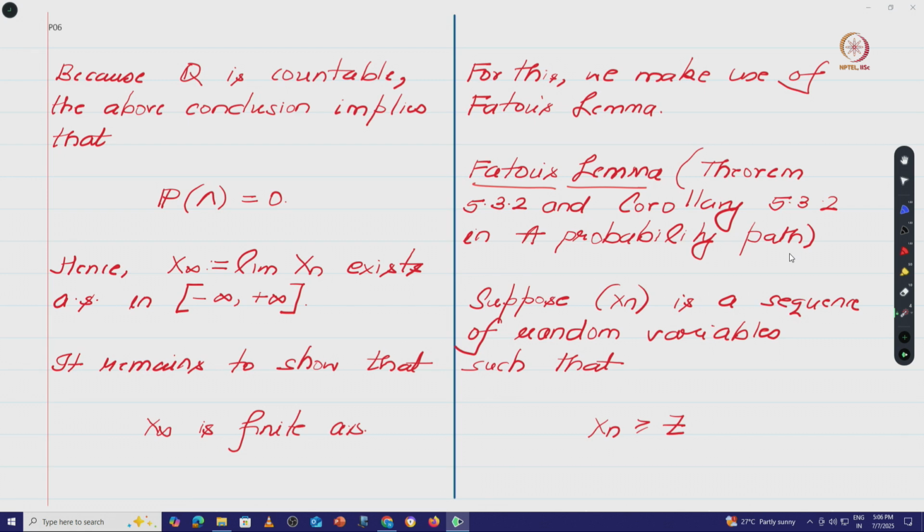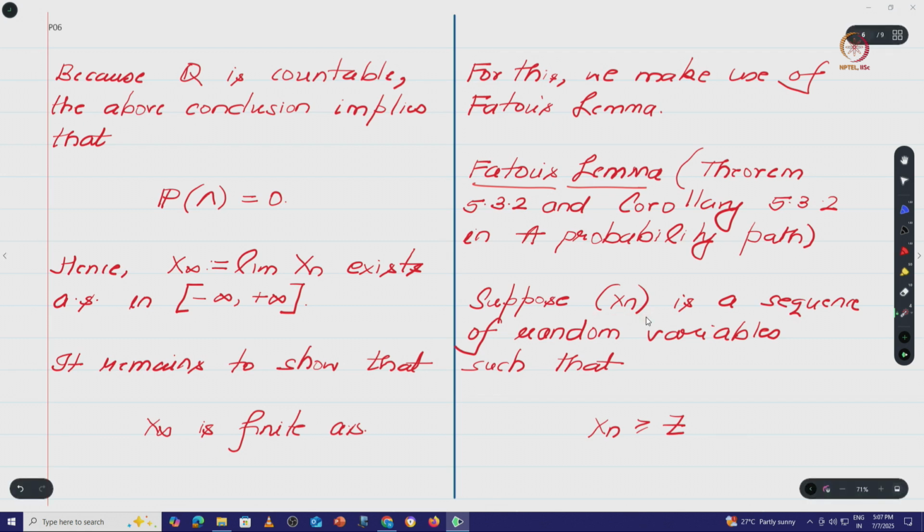At a very high level, Fatou's lemma relates the expected value of lim inf of xn and the expected value of lim sup of xn, right. So let us try to understand what Fatou's lemma says. Suppose xn is some sequence. For Fatou's lemma you do not need a supermartingale or any special property of this sequence.